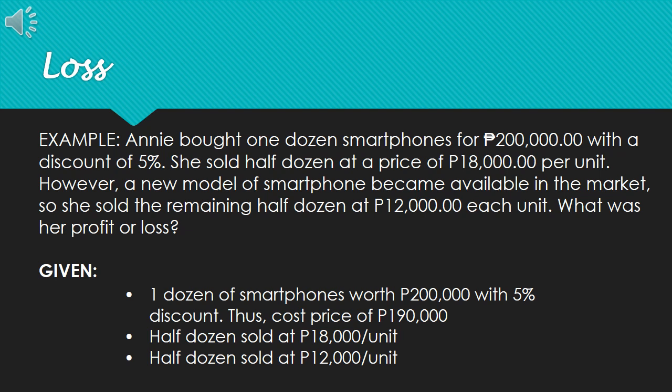So what was her profit or her loss? For the given, we have 1 dozen of smartphones worth 200,000 pesos with 5% discount. So we just have to remove the 5% discount, then we'll get the final cost price, which is 190,000 pesos. Another, we have half dozen sold at 18,000 per unit, and last we have half dozen sold at 12,000 per unit.